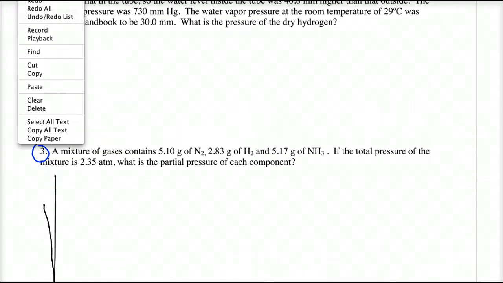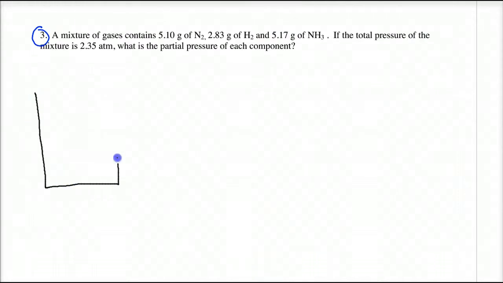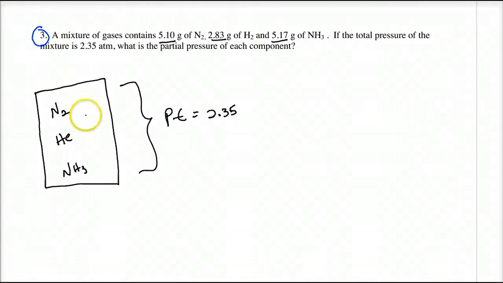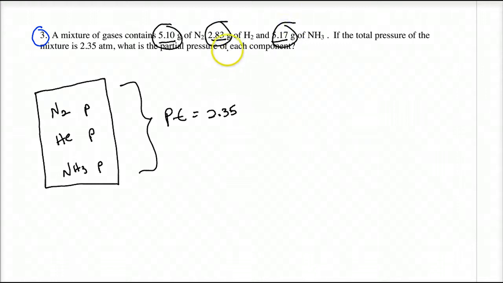All right, now number 3, I'm giving you, again, a container. In this container, in number 3, you have grams of 3 different gases. You have N2, you have H2, and you have NH3 mixed. You have the amount of grams. Now, grams isn't a how many number. You know the total pressure, PT, is equal to 2.35. How do I get the individual partial pressures of each of these gases just knowing the grams? What do you think I have to do to convert this from a how heavy number to a how many?